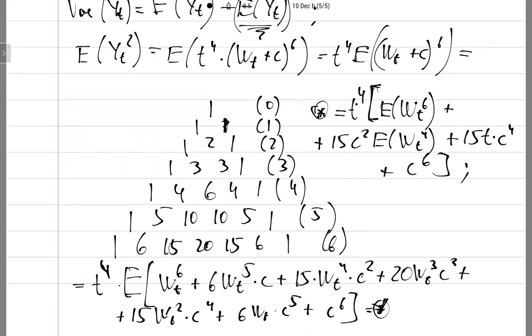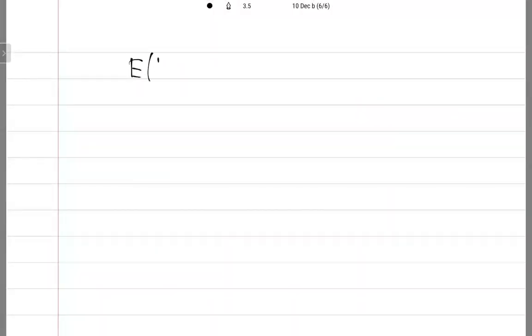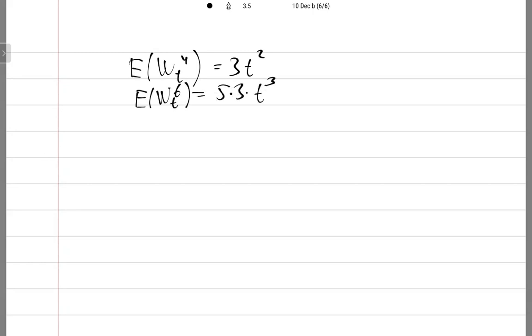Okay, so we need to... but I think we have already calculated it. It was, I think, 3t squared, yeah? Yes, yes. And the expected value of W to the power 6, I think it's 5 times 3 times t to the power 3, yeah? Like this.